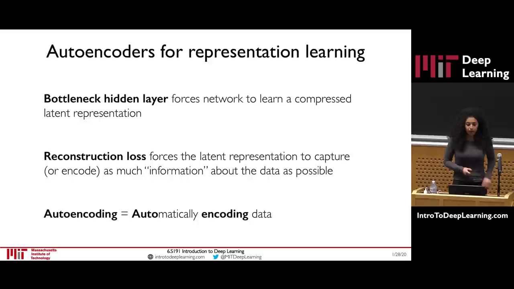Okay. So to summarize, autoencoders are using this bottlenecking hidden layer that forces the network to learn a compressed latent representation of the data. And by using this reconstruction loss, we can train the network in a completely unsupervised manner. And the name autoencoder comes from the fact that we're automatically encoding information within the data into this smaller latent space.